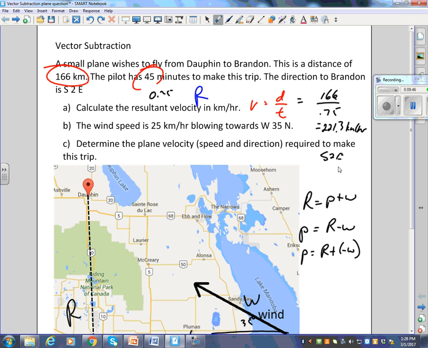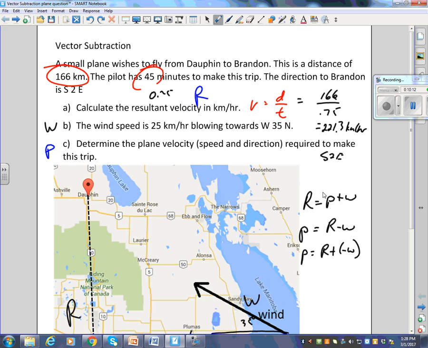Okay? The wind speed is this. So what vector is that? That's the W, wind. You are to determine the plane velocity required to make the trip. So we're solving for the P. I've got R, I've got W, and I've got P. Those are the three vectors. I've told you already that the resultant is the plane plus the wind.